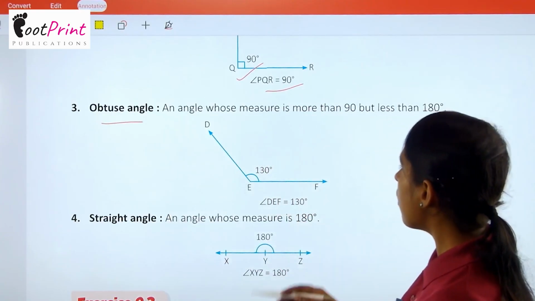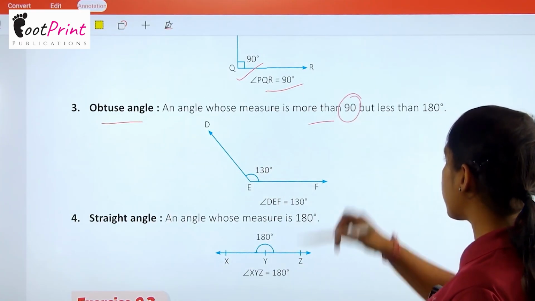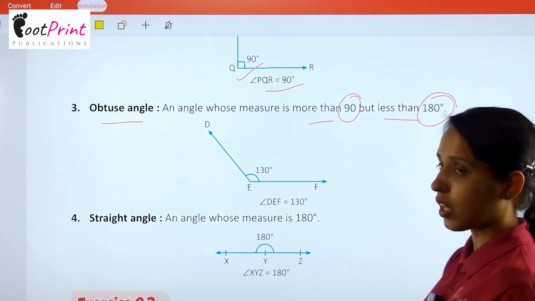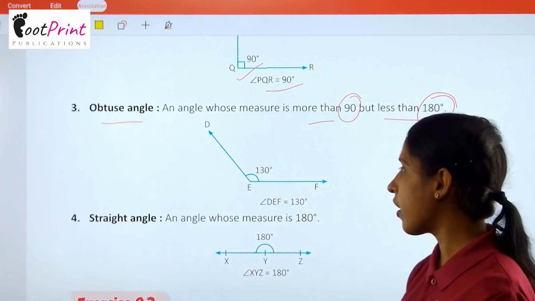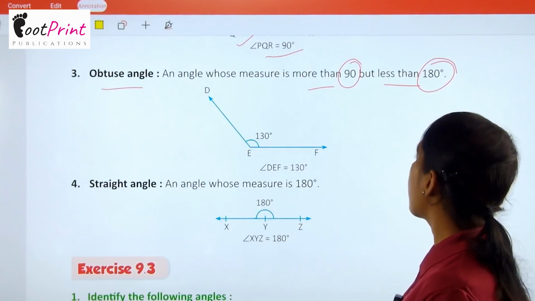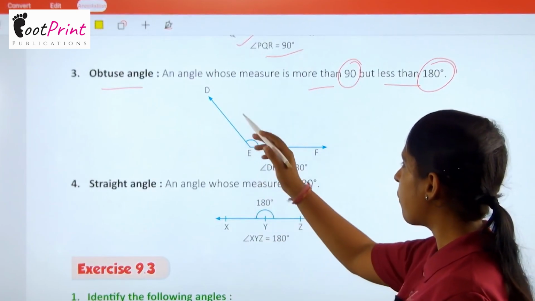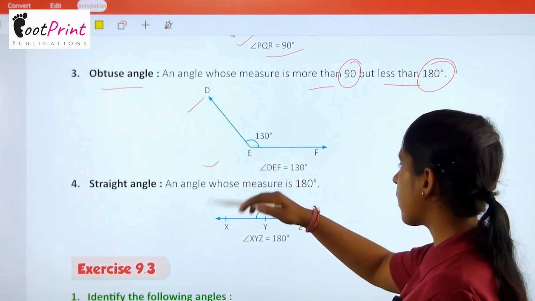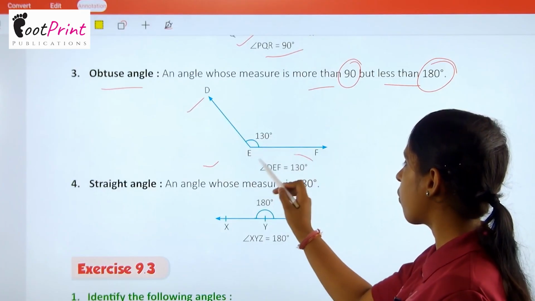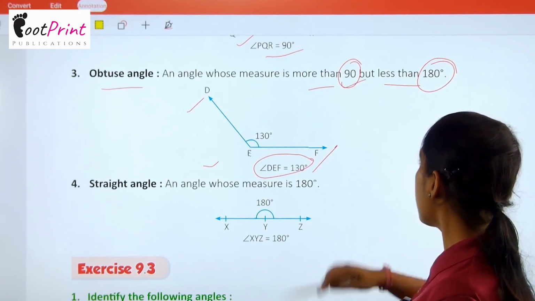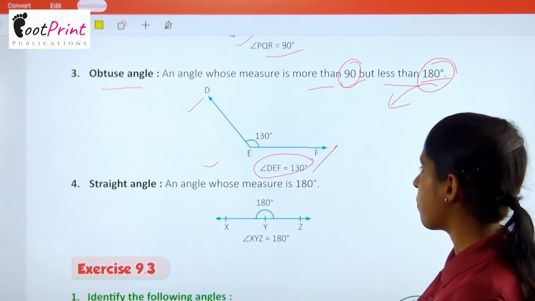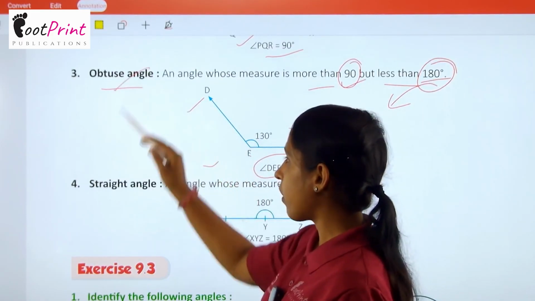Next, obtuse angle. An angle whose measure is more than 90 degree but less than 180 degree. So an angle whose measure is more than 90 degree but less than 180 degree will be an obtuse angle. Here an example is given, angle DEF equals 130, and 130 is greater than 90 and less than 180. It means it comes in obtuse angle.